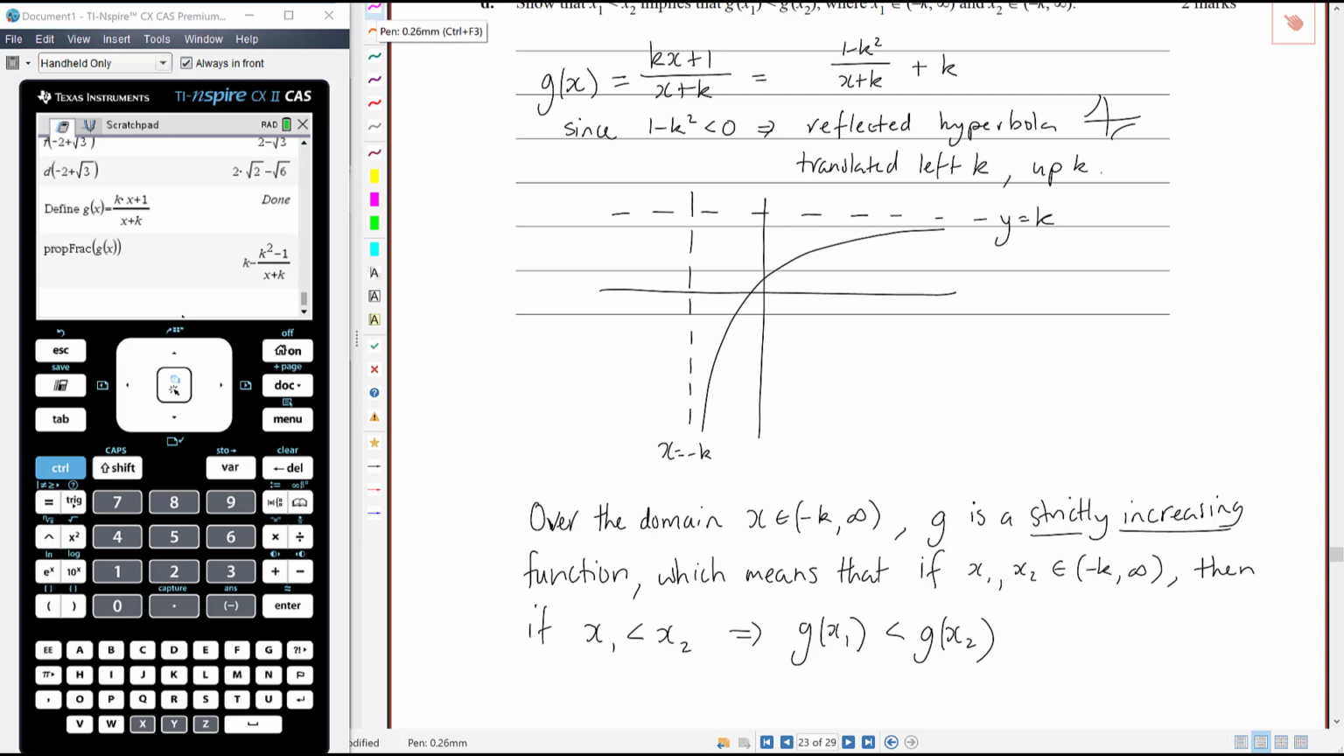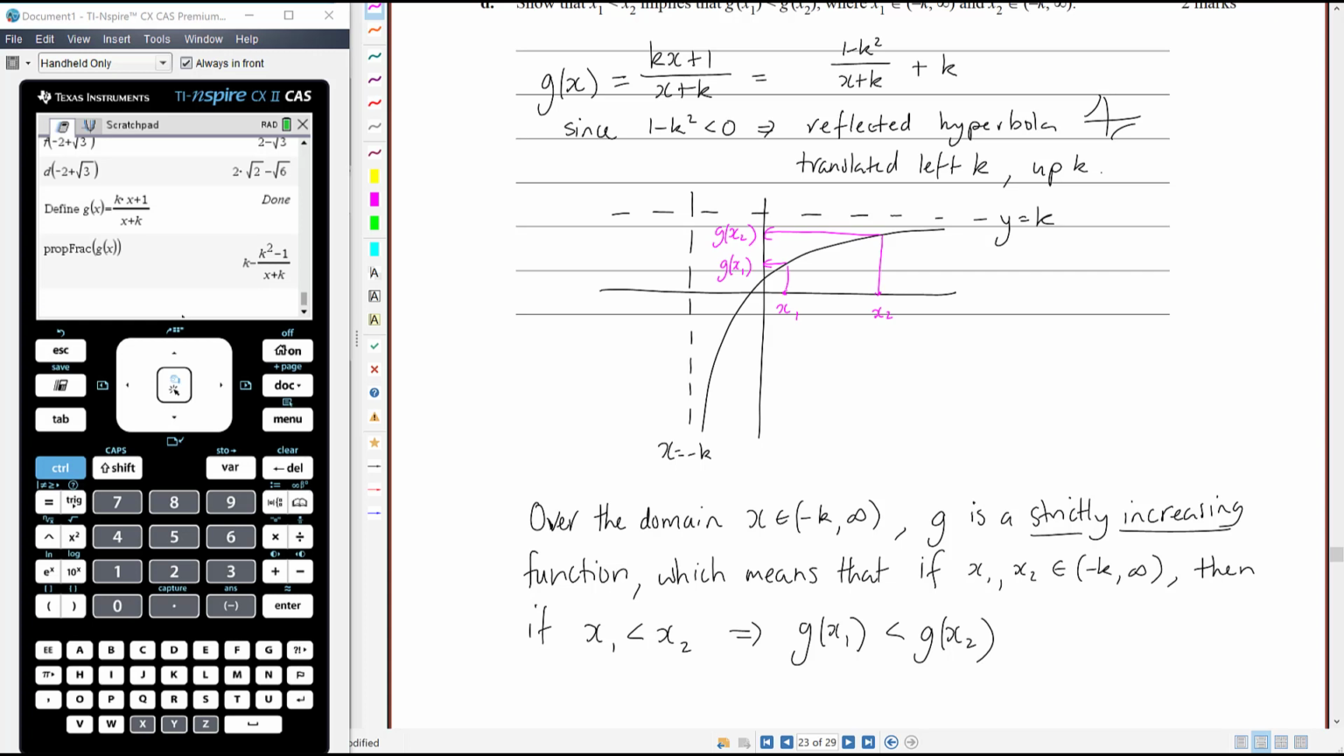Okay, so if you've got x1, that would be g of x1, and then if you have x2, that y value would be g of x2. And that would be true no matter where you picked those two values. The y value at the bigger x value will always be bigger because it is a strictly increasing function. So the key idea is that you want to show that it is strictly increasing.